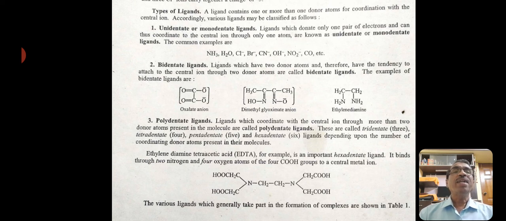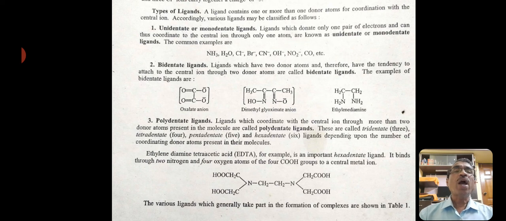Now, a ligand which donates two lone pairs of electrons to the central metal ion is called a bidentate ligand. We have various bidentate ligands like the oxalate anion, the dimethylglyoximate anion and the ethylenediamine molecule. In the case of the oxalate ion, oxygen acts as the donor and donates a lone pair of electrons. In dimethylglyoxime, nitrogen and oxygen donate lone pairs of electrons.